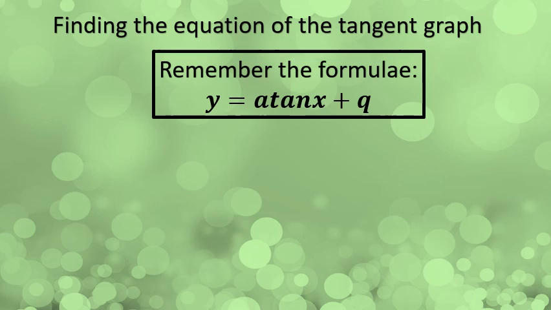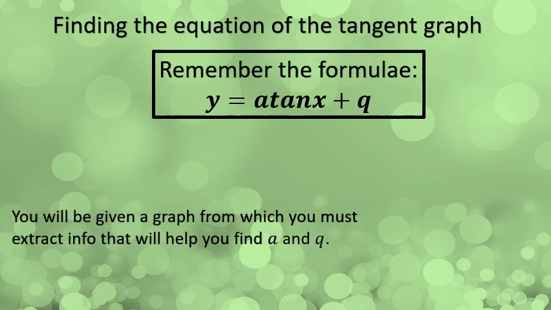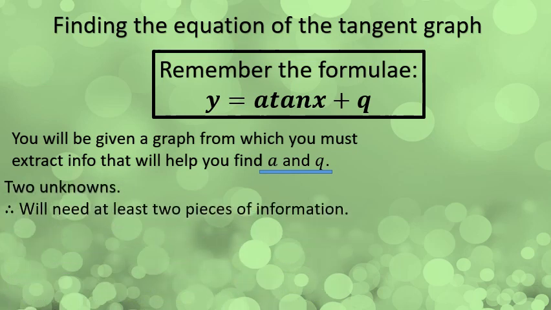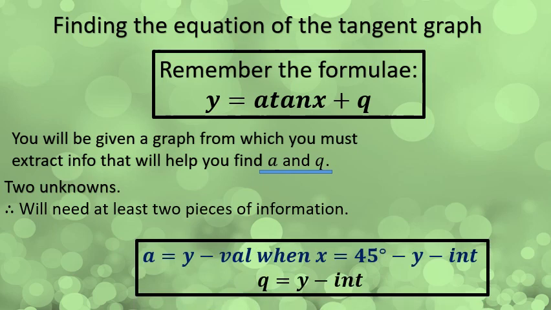Now, in order to attain the formula, you need to find a specific value for A and a specific value for Q when given a graphical representation of the graph. So you'll be given this graph and you must read off very specific information that will help you find A and Q. So all you need to know is what information do you need to look out for in order to get A and Q. So this little rectangle at the bottom of the slide is exactly that.